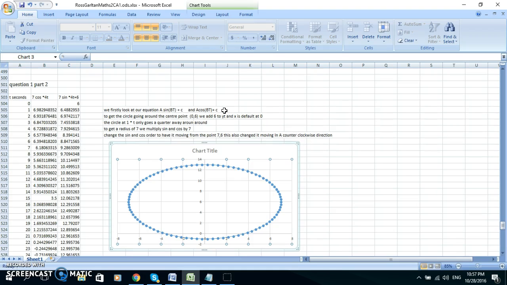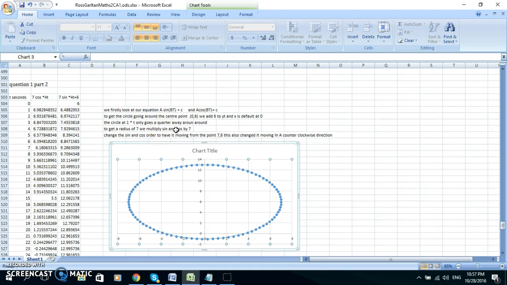So the first thing I looked at was to get the center point of 0.6. And to do this, I added 6 to the yt and left x at its default 0, so that left the center point at 0.6. I noticed that when I had the circle completed, it only did a quarter motion, a perfect quarter from here to here, so I increased it by 4 times t, that made it a full perfect circle. To get the radius of 7, I multiplied cosine and sine by 7.